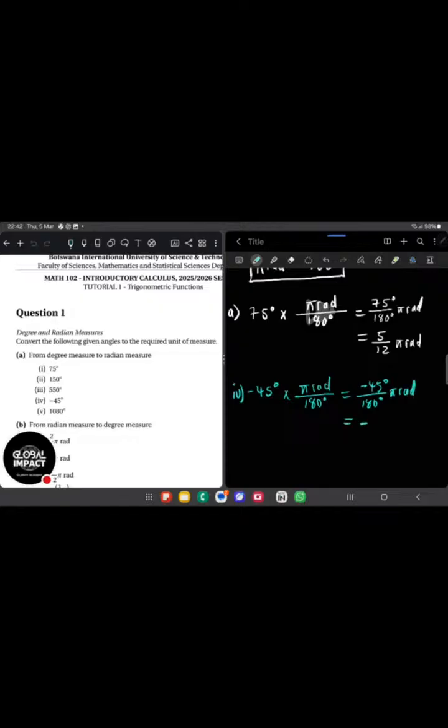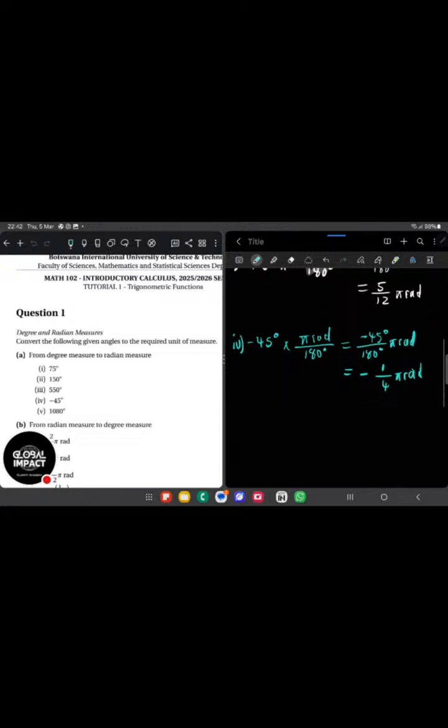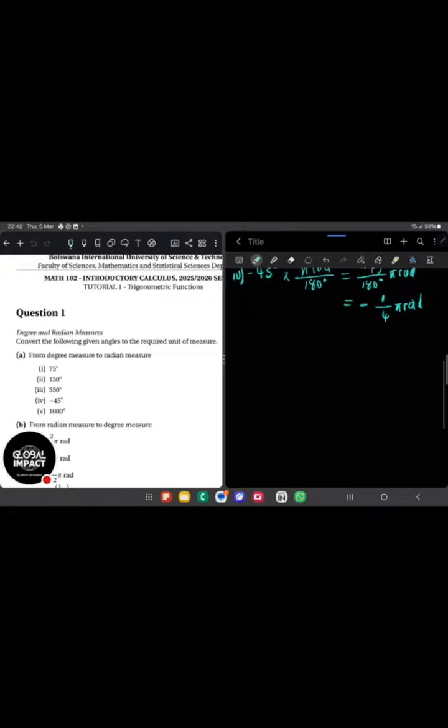It's going to be negative, let me punch again, 45 divided by 180. I get an answer. I press the second function a b over c button. I'll get negative 1 over 4 pi rad. So that's going to be a solution. Anyway, that's fine. Now let's do part B.